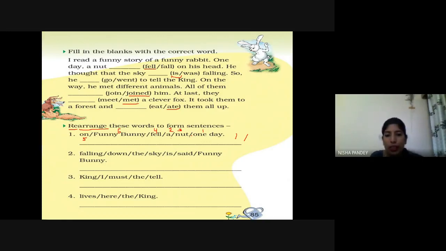अब हम इसको बनाते हैं. कैसे बनाएंगे? One day a nut fell on Funny Bunny. Very good. You have given the correct answer and you got it before me. Very good. I'm proud of you. Okay. So similarly, we are going to do the second also. Second, we are going to rearrange these words and make a meaningful sentence. Okay. So let's try.